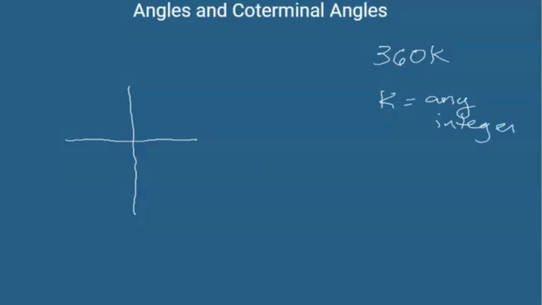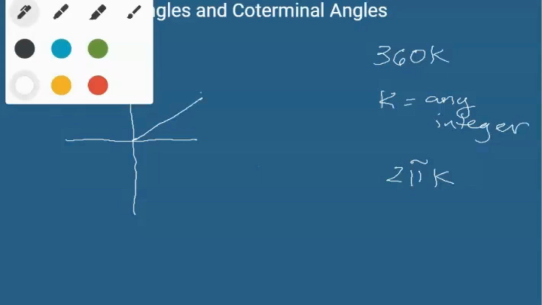Or if it's in radian measure, the difference of these two angles would be 2 pi k. As we all know that 360 degrees is equal to 2 pi. And again, k is any integer. So let's have an example there. So for example, we have 40 degrees.